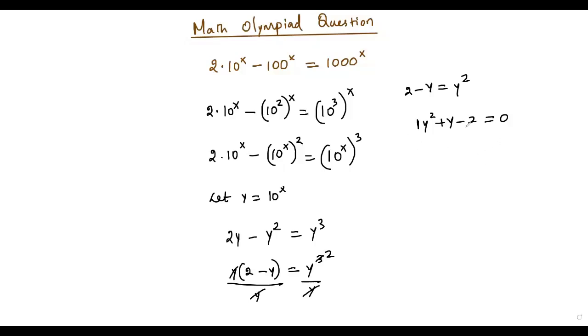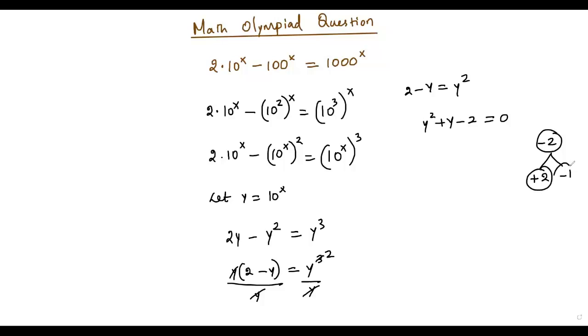So the coefficient of y squared is 1. So let's take the constant term negative 2. Now I have to get two factors for negative 2 so that the product is equal to negative 2 and the sum of the two factors is equal to the coefficient of y, which is positive 1. So I think positive 2 and negative 1 will work. When I multiply these two factors, positive 2 and negative 1, that is equal to negative 2. When I add them, I'm getting positive 1, which is the coefficient of y.